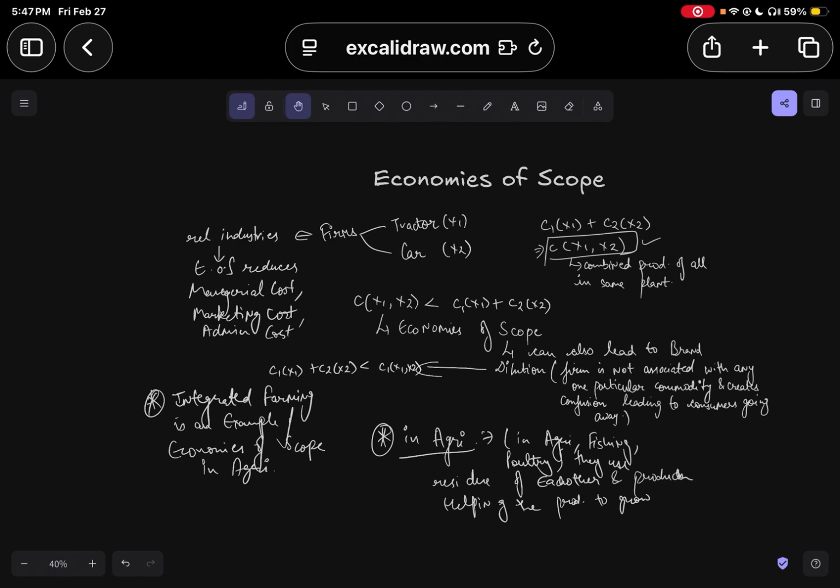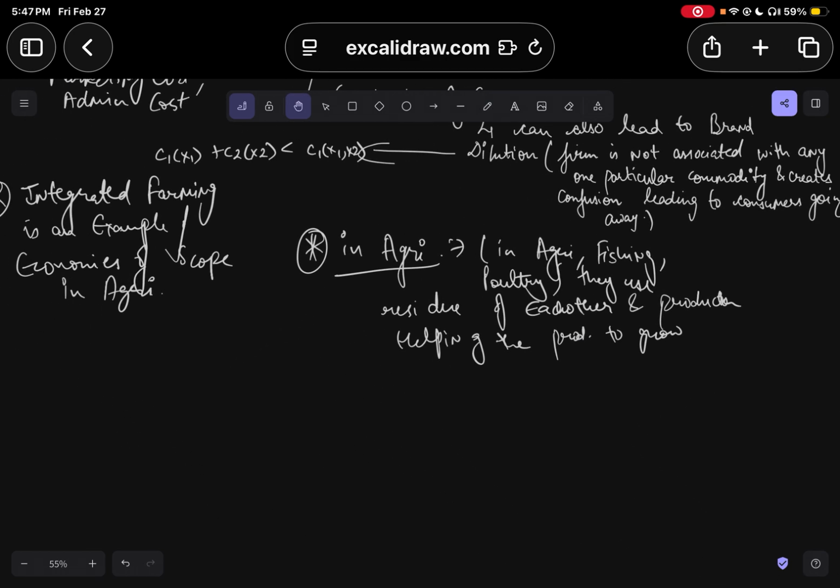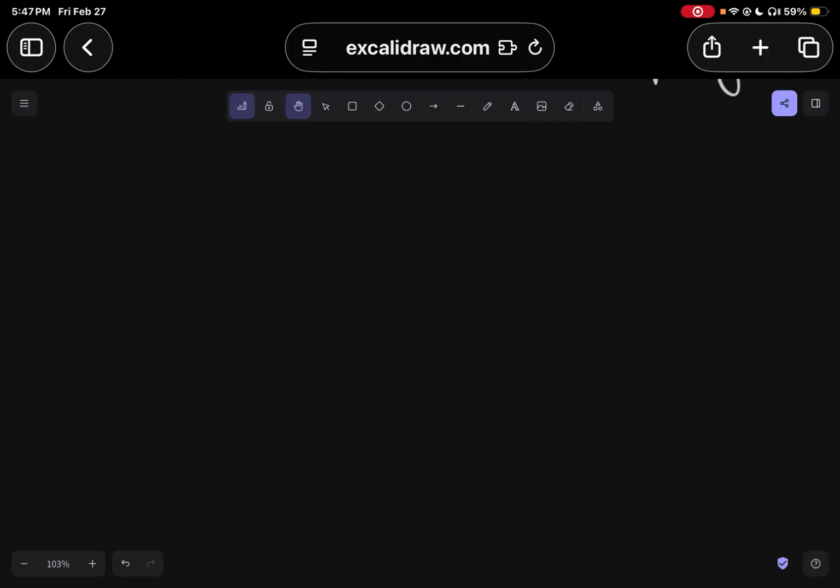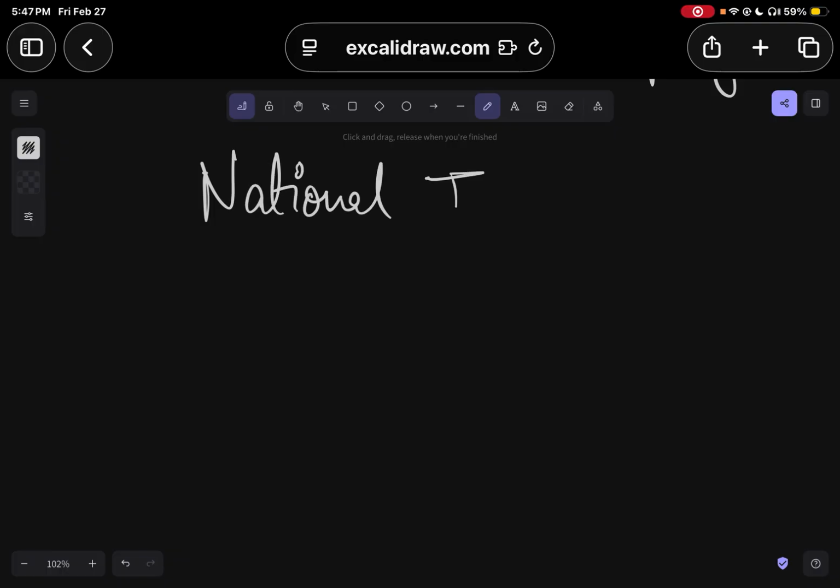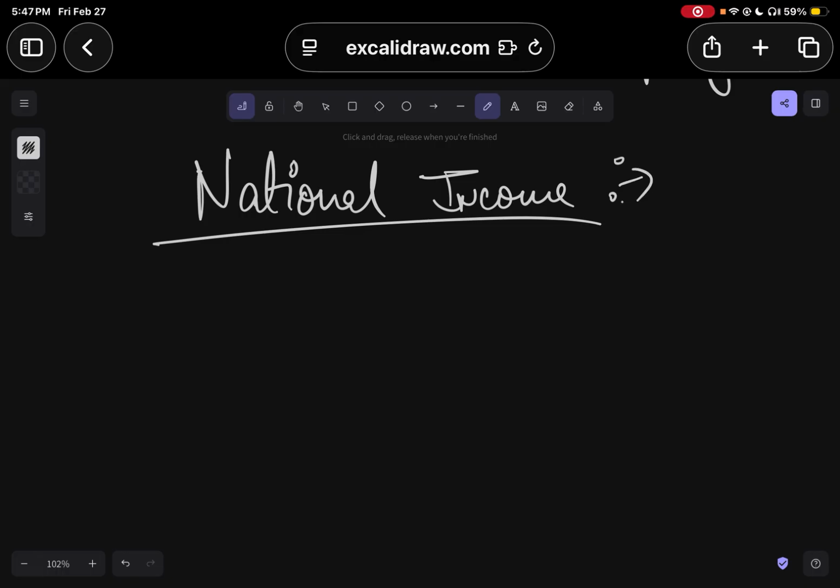So now we move to macroeconomics. This was all about economies of scope. We move to national income. We'll start from basics and we'll move further to advanced very quick. So in macroeconomics, macro means aggregate economy as a whole.